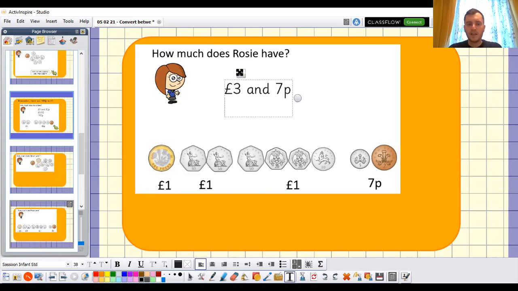You might also write it like this. Now you've got to be careful here. We have to put £3 and 7 pence like that. Because if we just did it like that, that means £3 and 70 pence. Because we can imagine there's a 0 after it. So we have to put £3 and 07 pence like that to show it's £3 and 7 pence. Or we could write it as 307 pence. Because £1 has 100 pence, so £3 has 300 pence, plus the remaining 7 gets us to 307.